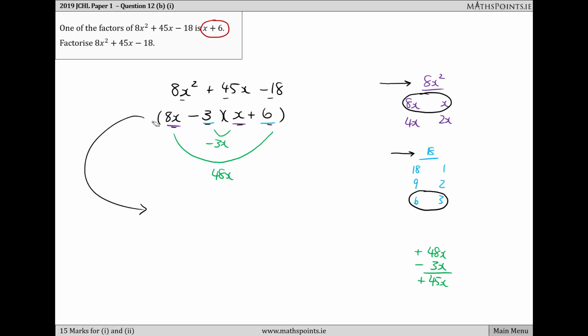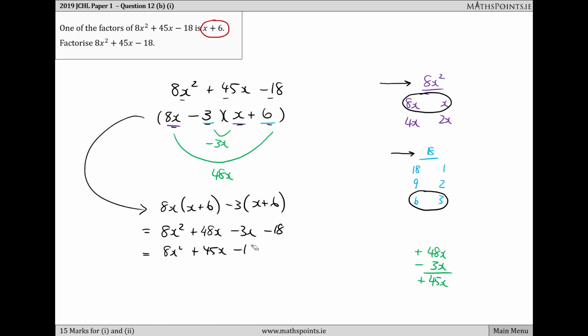So we have factorised this quadratic by placing it into brackets. We could multiply 8x by x plus 6, and minus 3 by x plus 6, to give us 8x squared plus 48x minus 3x minus 18, which gives us 8x squared plus 45x minus 18. So if we have been given the factors, we can multiply those factors out to give us the quadratic expression. And that's what they ask us to do in part two of the question.